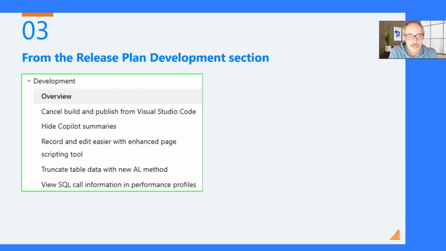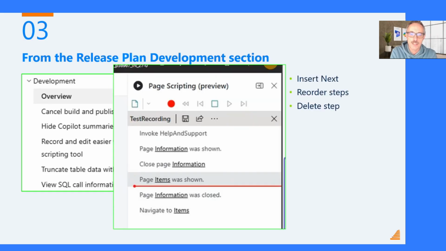Then we have the page scripting tool. And there are a lot of improvements there. The first one is that if you add a new item to your page scripting, until now you had to redo everything that you did before the place where you want to insert something new. But now you can move this red line and you can just insert on that position.